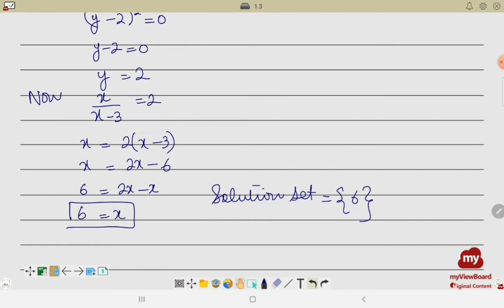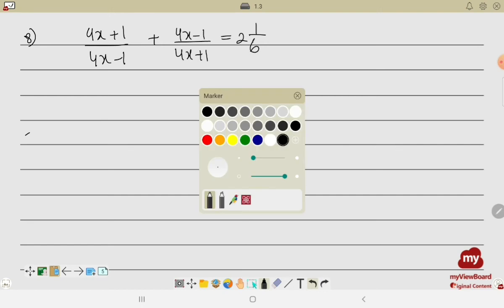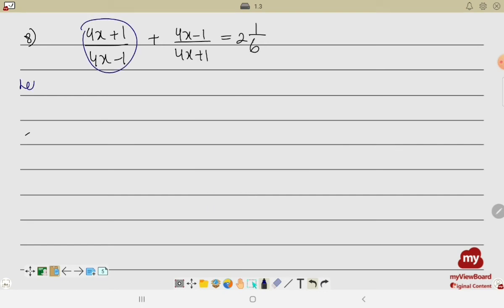Let's solve one other sum of the same type, and that is going to be question number 8. So it is 4x plus 1 over 4x minus 1 plus 4x minus 1 over 4x plus 1 is equal to 2 whole 1 by 6. The same type of substitution we made in the previous sum, question number 7, we'll do here. So we'll just suppose y equals 4x plus 1 over 4x minus 1.